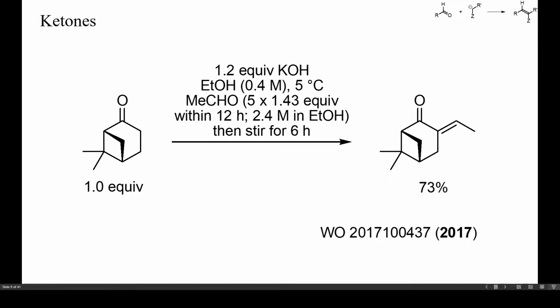When a ketone is mixed with an aldehyde and a base, the aldehyde usually acts as electrophile and the ketone as nucleophile, as in this example. Here, in order to attain a complete conversion of the starting ketone, a large excess of acetaldehyde had to be added portion-wise within 12 hours, probably because a lot of acetaldehyde was lost by self-condensation.